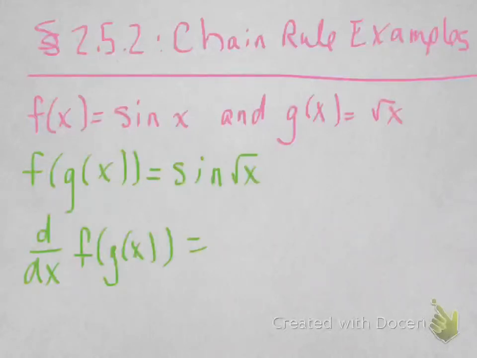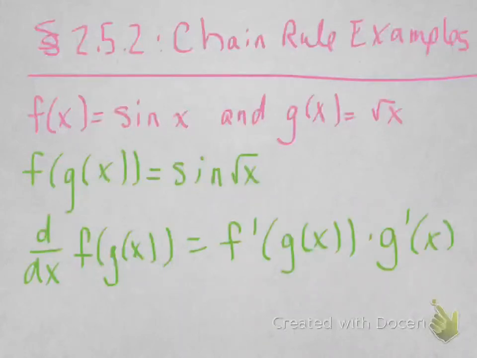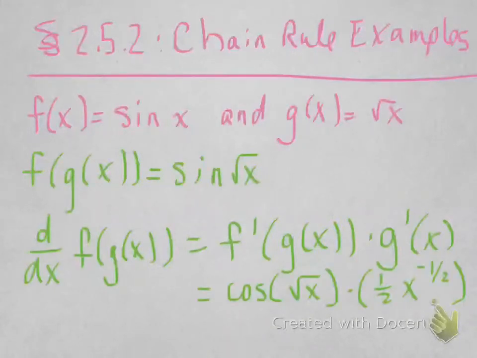If we want to take the derivative of this function, we need to first recognize that it is the composition of two functions, and we're going to use the chain rule. So we take f prime evaluated at g of x times g prime of x. The derivative of sine is cosine, so we have cosine evaluated at square root of x times the derivative of square root of x, which is 1/2 x to the negative 1/2. So that's the way the chain rule works. Let's see a few more examples.